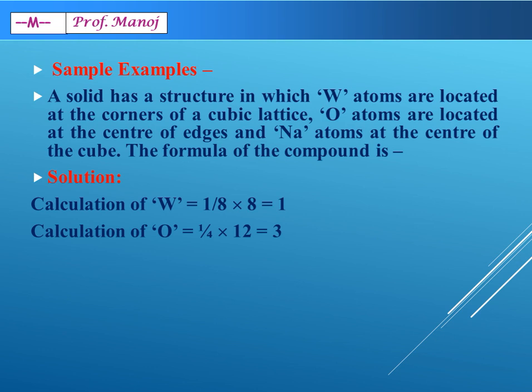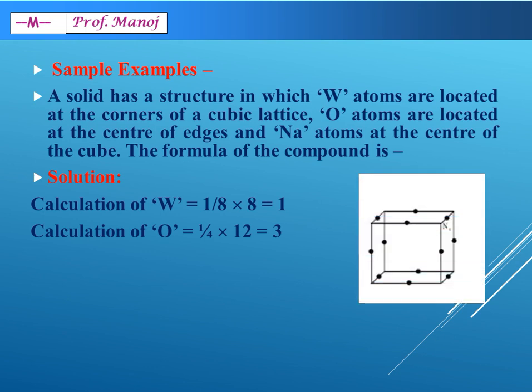Now we come to a little tricky calculation, oxygen. So far we have never used center of edge anywhere. Contribution was 1 upon 4. I have multiplied here by 12. Let me prove it, how it happens. You see, I have taken a cube and at every center of edge I have kept an atom. You can clearly see the calculation. There are 12 edge centers. That makes it 3 atoms. Sodium is inside, so it's 1. So the formula of the compound becomes 1 sodium, 1 tungsten, 3 oxygen, NaWO3.